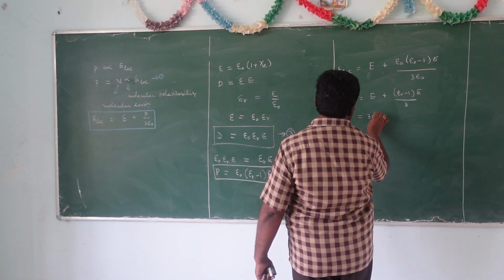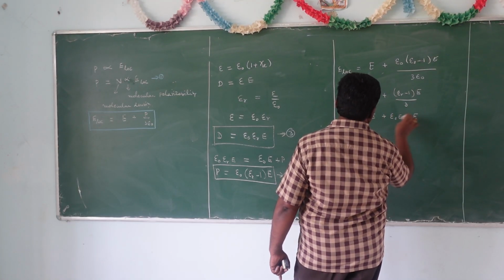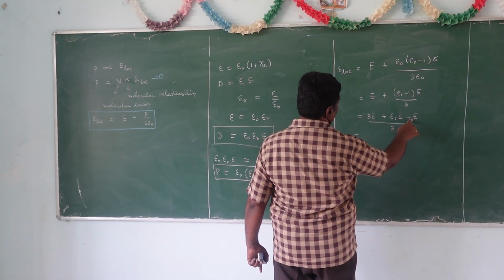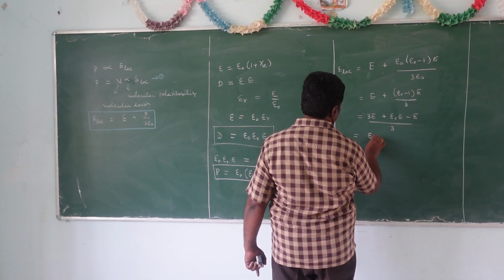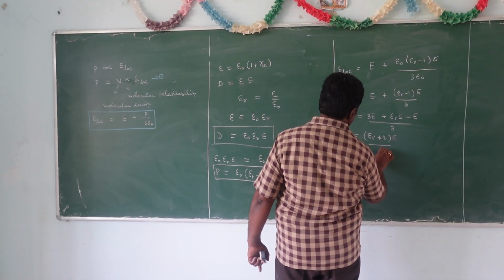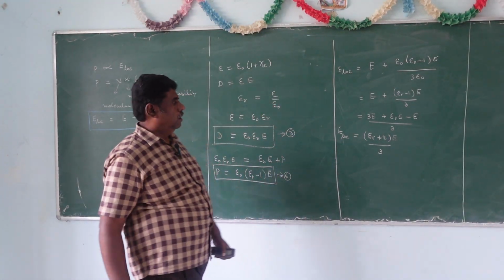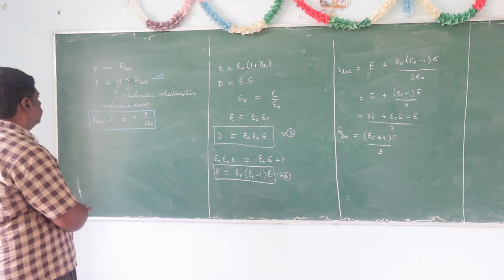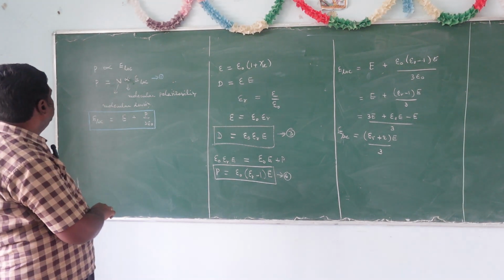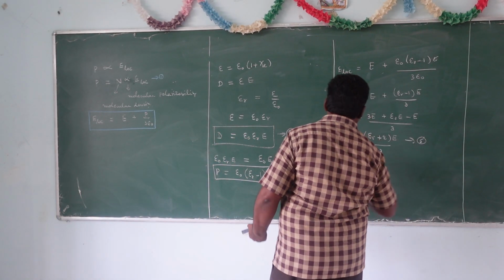This is (3 plus epsilon r) into E minus E, whole divided by 3. 3E minus E is 2E. Therefore, (epsilon r plus 2) into E by 3. This is the value of E local. Now, substitute the value of E local and P in equation 1. Assume that this is equation 5.